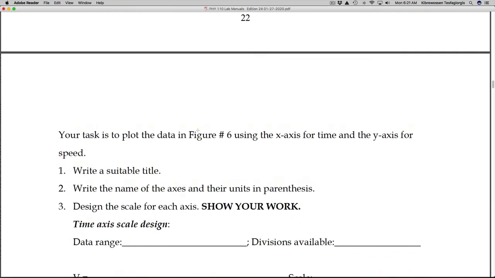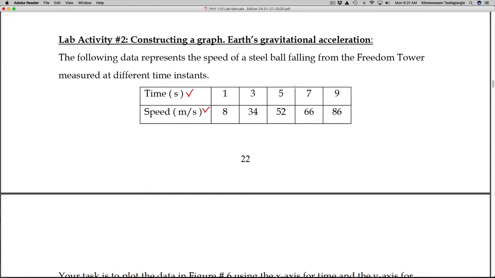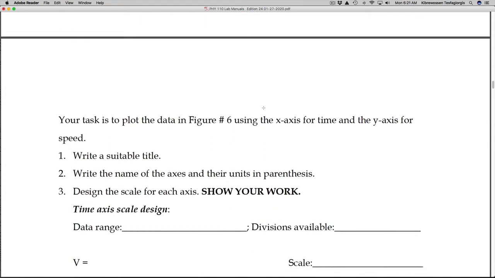So first you need to write a suitable title. The suitable title from here is like, it says a falling object. So probably we are trying to predict some kind of falling acceleration or something, but we are already given a title for our experiment. So therefore this will be selected as your title for your experiment.